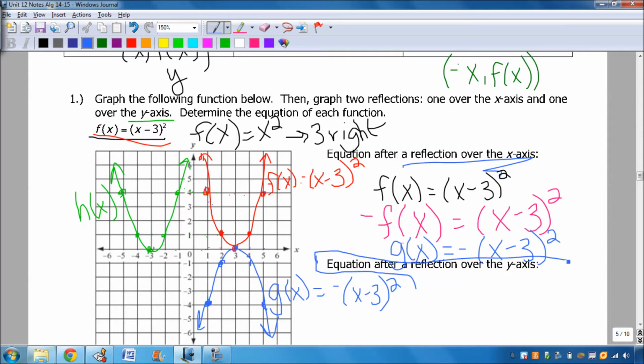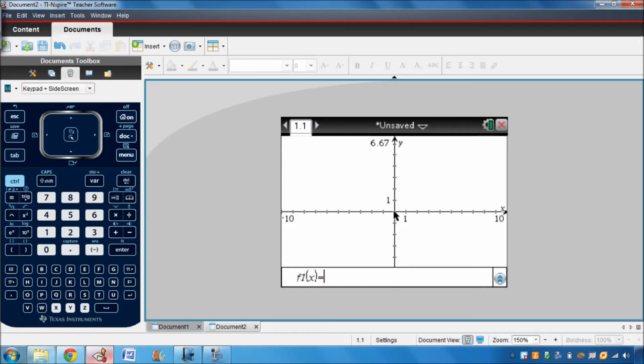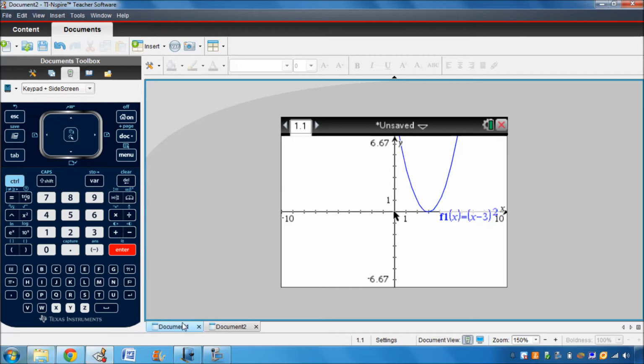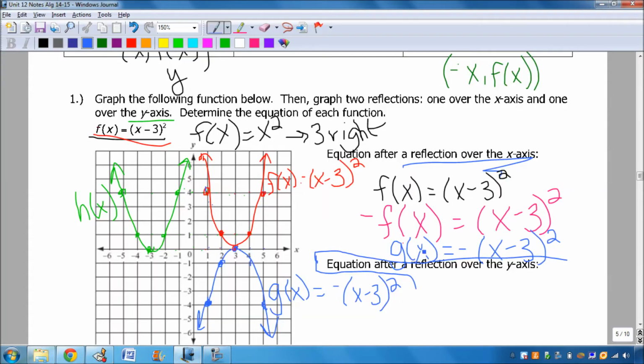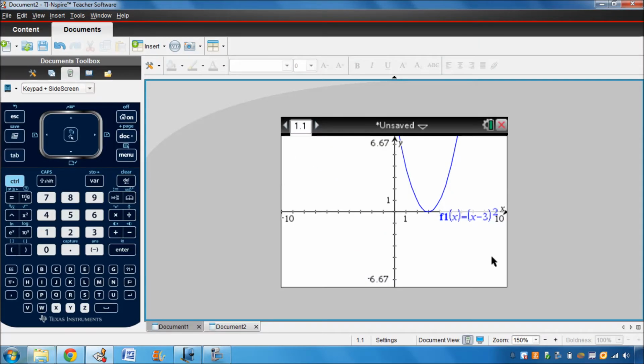All right. I want to verify on my graphing calculator that this really worked. So I'm going to graph out the original function, which is f of x equals (x minus 3) quantity squared. Press enter. So there's my original function, and then my new function is g of x equals negative the quantity (x minus 3) squared. So let's type this in, negative the quantity (x minus 3), and then I'm going to square it. When you graph it out, it does appear to be a reflection over the x-axis.